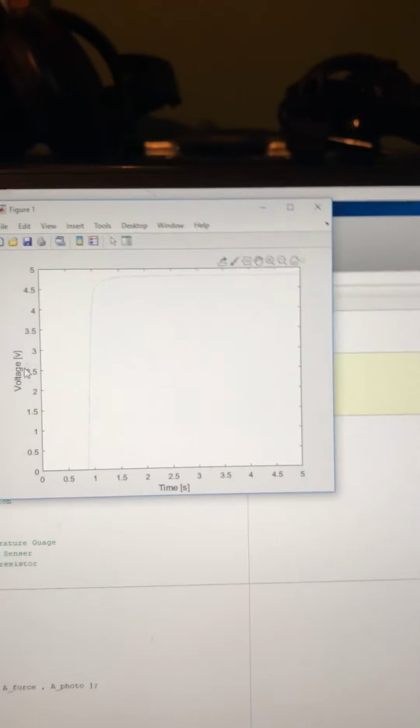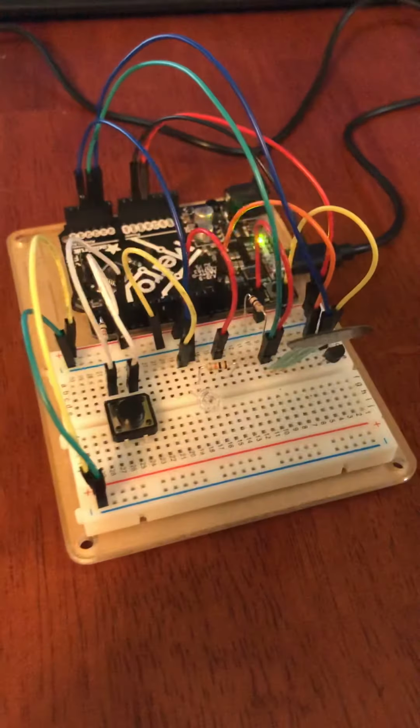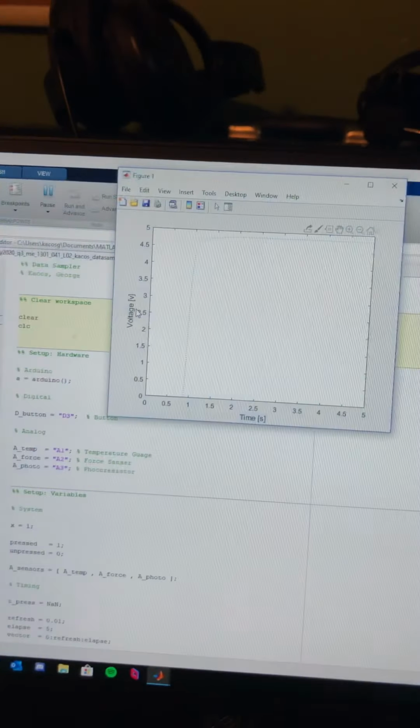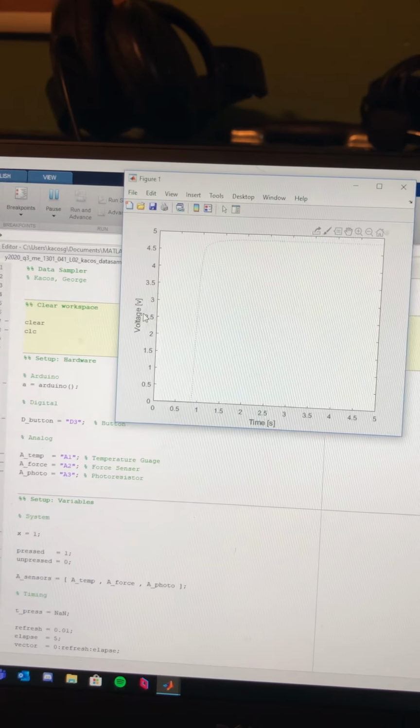And that is my data sampler. Thank you very much. I will be working on Lab 6.